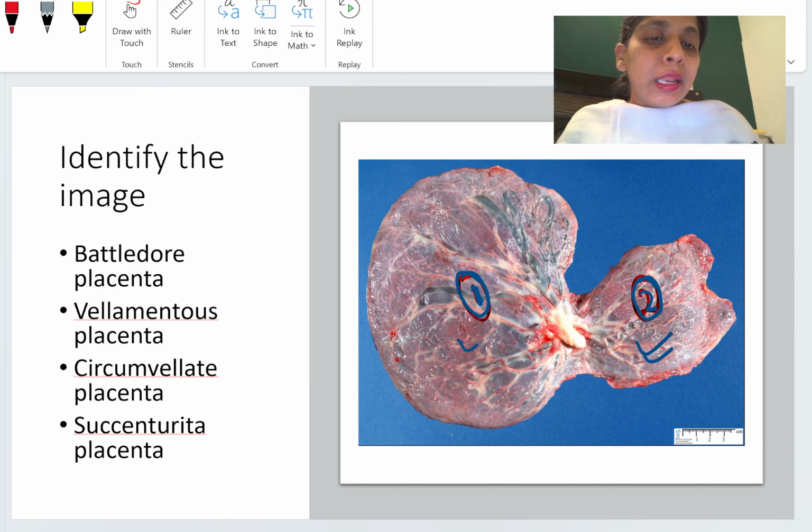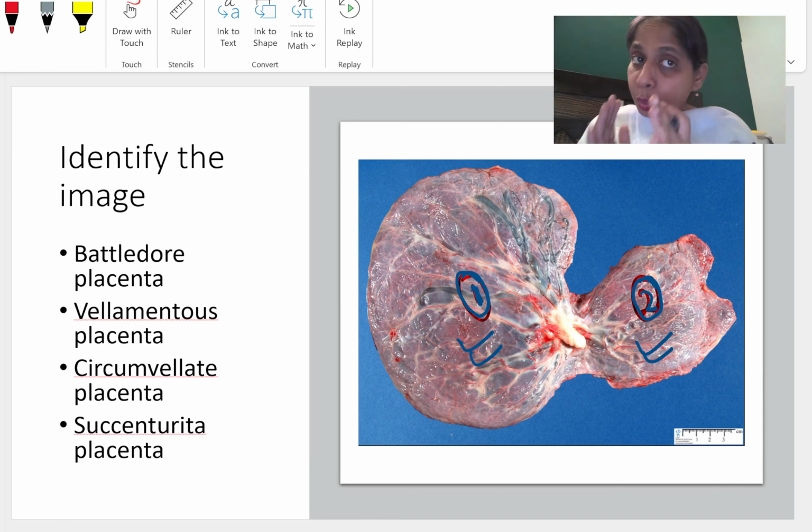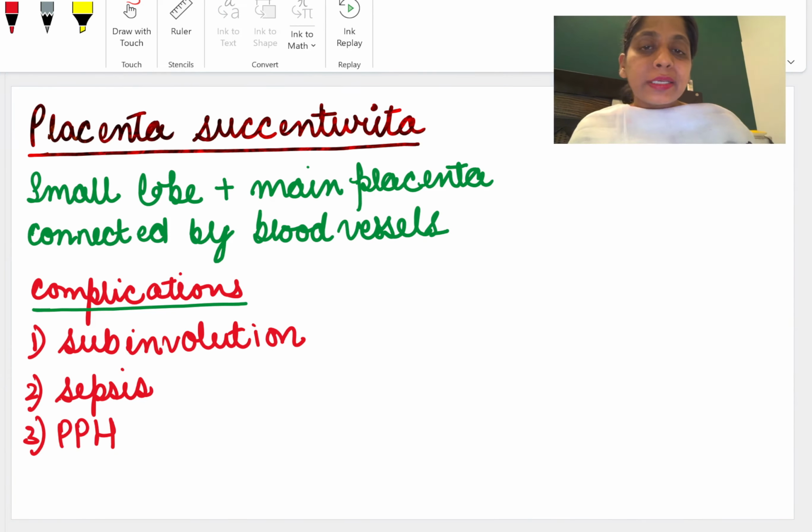Okay, so I have explained this question in detail because some of the students with whom I am in contact online were telling me, ma'am, we are having difficulty in understanding this placenta. So I have explained only this question in detail. The rest will all be in running mode. Okay, so let's see what is placenta succenturiata. The image which you saw was of placenta succenturiata.